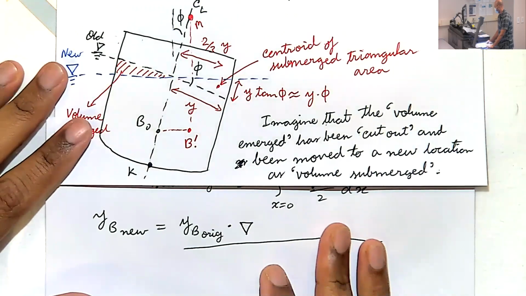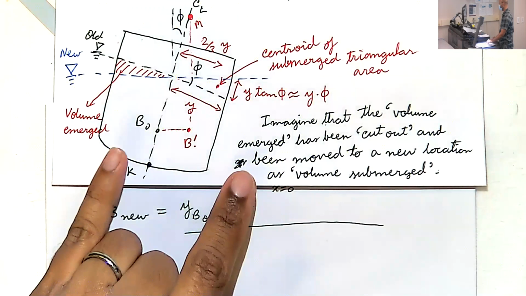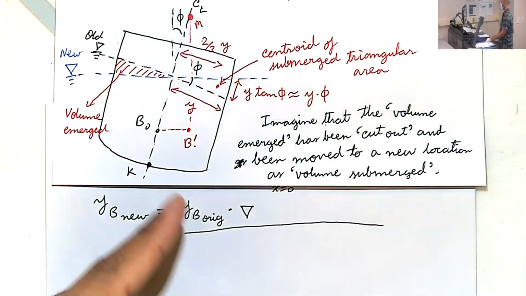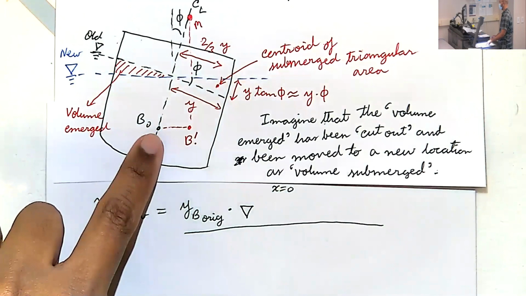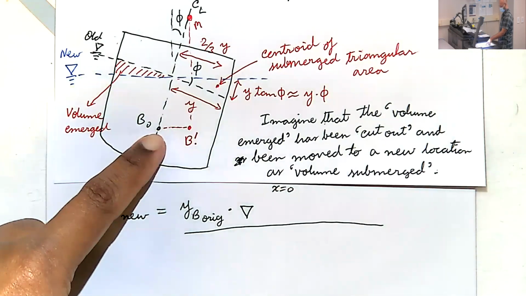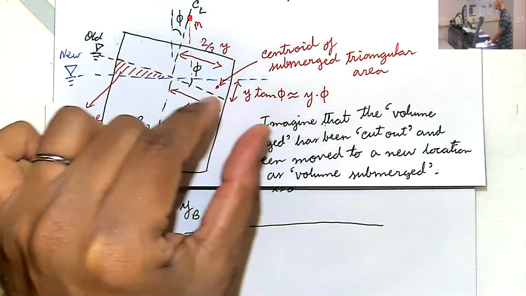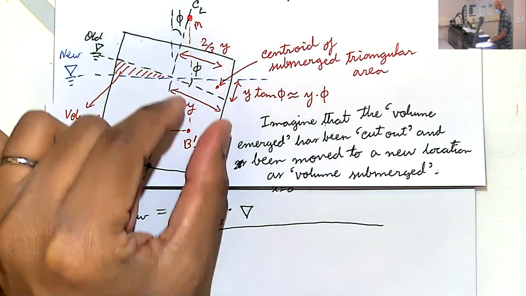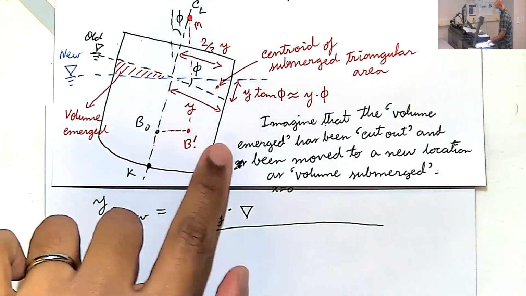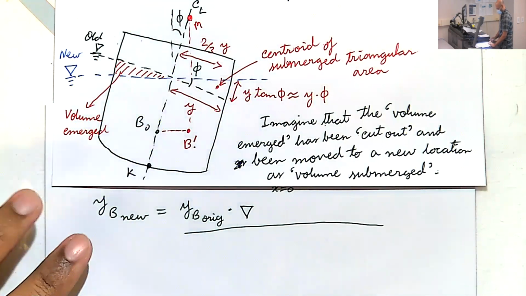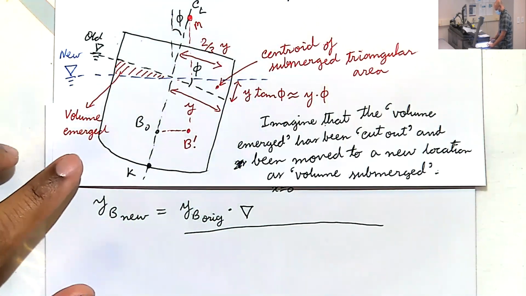Okay, then let me rephrase that. So the original YB location was something. In this case, we know it's here, so YB is equal to 0. Now we've cut out a piece and glued it in some other place. We need to find out what the new YB prime location is. That's what we're trying for right now.